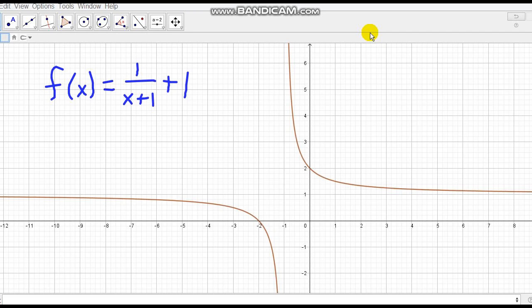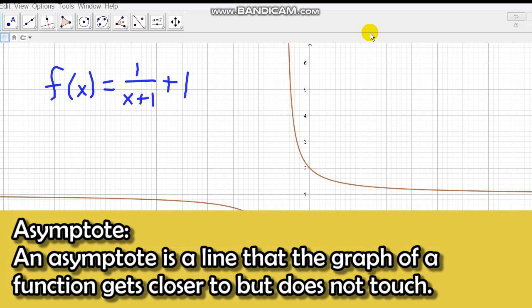Hey everyone, today we are going to discuss the asymptotes of a rational function. Now, whenever we graph a rational function, we will be encountering asymptotes. An asymptote is a line that the graph of a function gets closer to but does not touch.